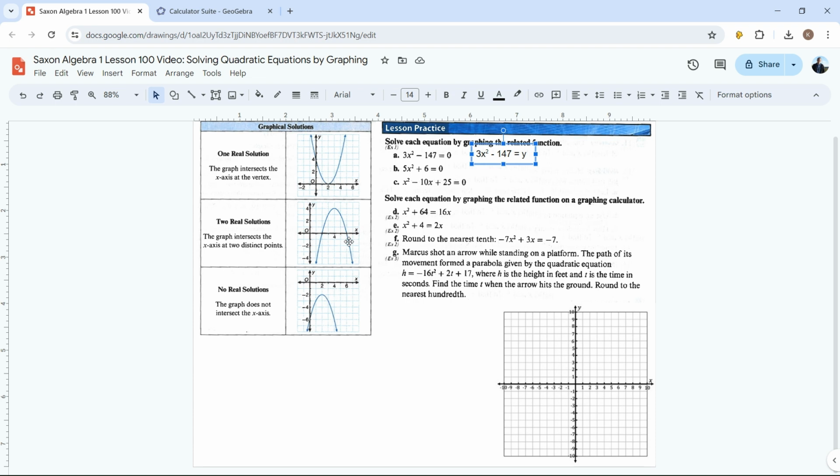And then lastly, some never cross the x-axis. So there's no place where this y value equals 0. And therefore, this one like that would have no solution. So if I ever graph them and they don't cross the x-axis, that means that there are no solutions.